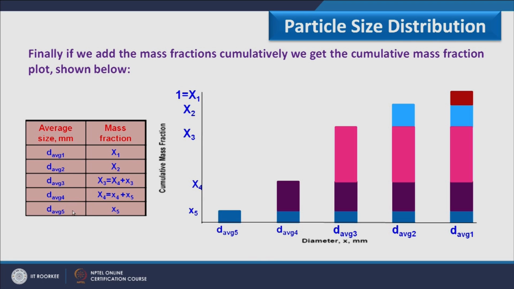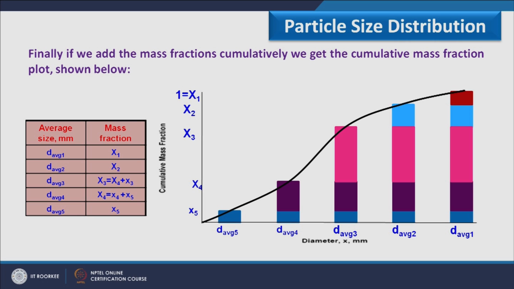Here you see, once I keep on accumulating from bottom to top, when I reach the top, corresponding to X1, the value should always be equal to 1. So, this we call the cumulative graph. If I do this and join the centers of these bars together, we can have the cumulative plot like this. So, this is basically the cumulative plot. We will use this curve for computation purposes in subsequent lectures, but here you should understand how to plot the cumulative mass fraction curve.